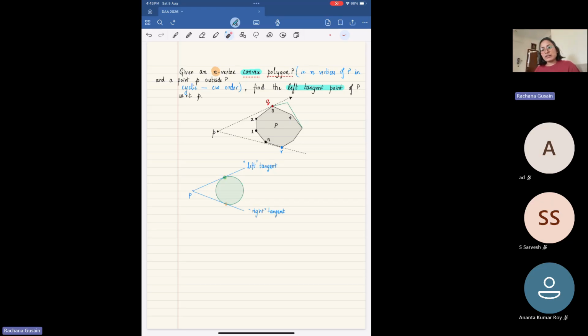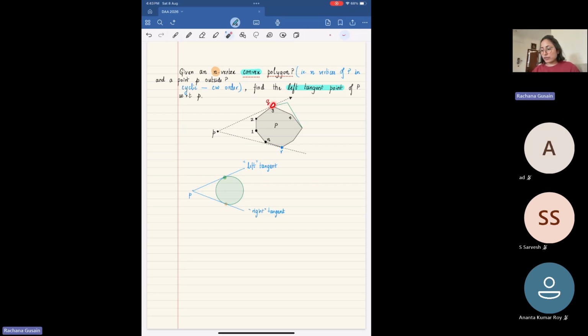And that is how, if I give you 2 points and I know that one of the points is the left tangent point, you can easily identify which one is the left tangent point in constant time. All you have to do is do a CCW test on the 2 points.